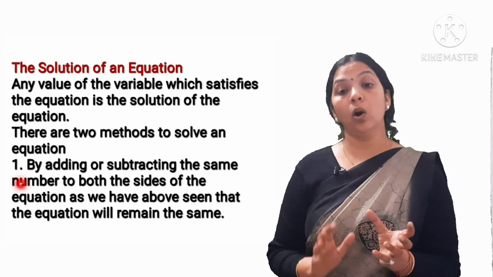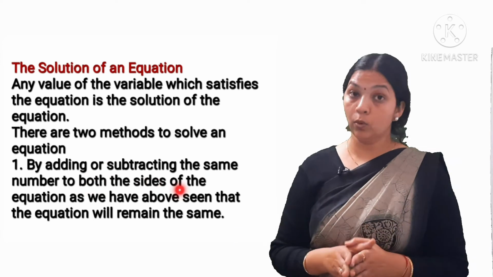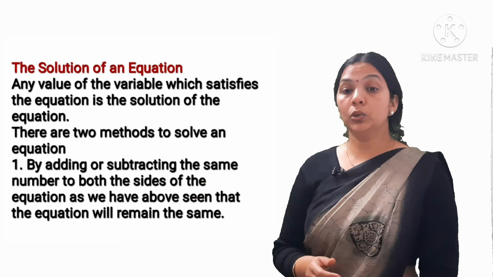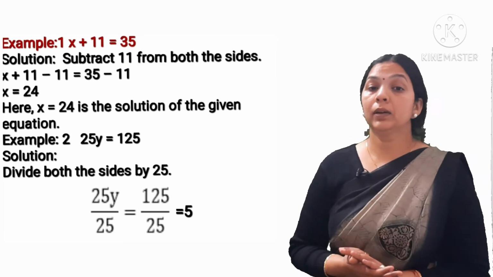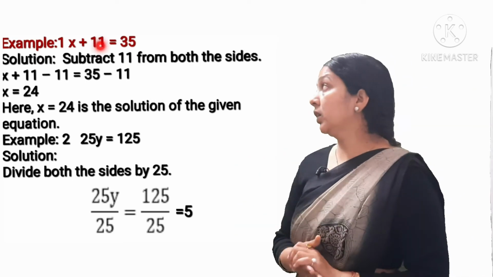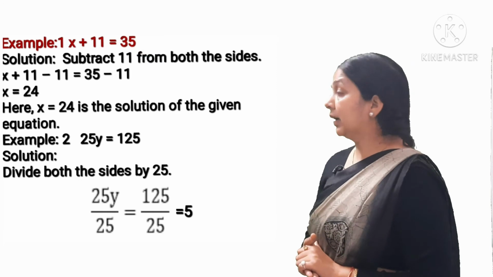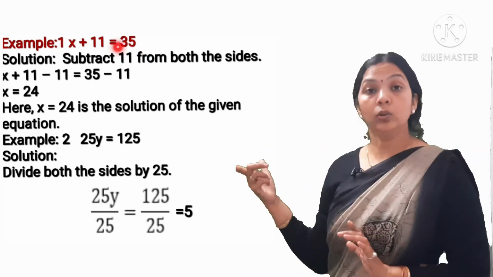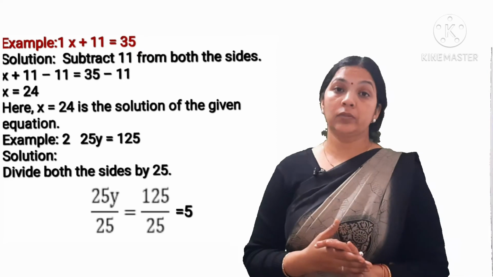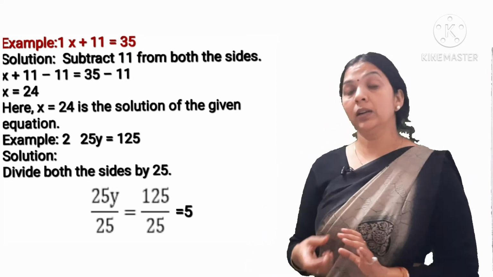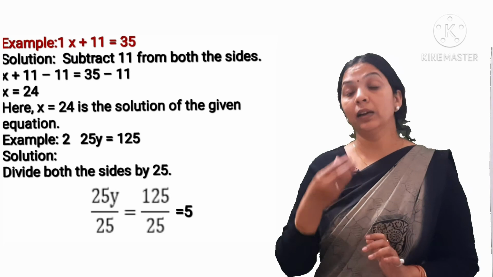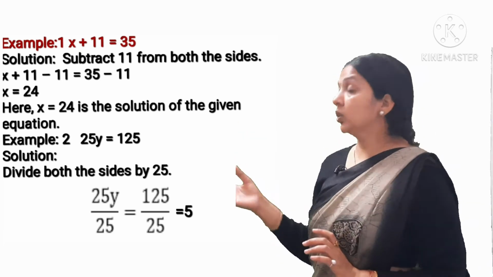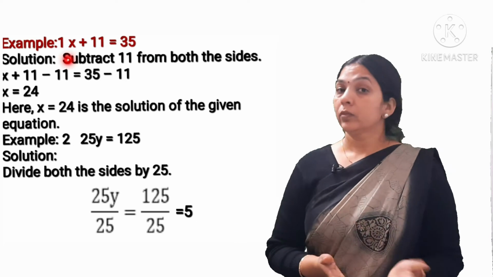First, by adding or subtracting the same number from both sides, so that we can see the equation and we will get the solution. For example, here you can see the equation given to us is x plus 11 is equal to 35. Now, we want to find the solution for this equation. So, we have to find a value of x such that when we put that value in this equation, it will satisfy the equation.